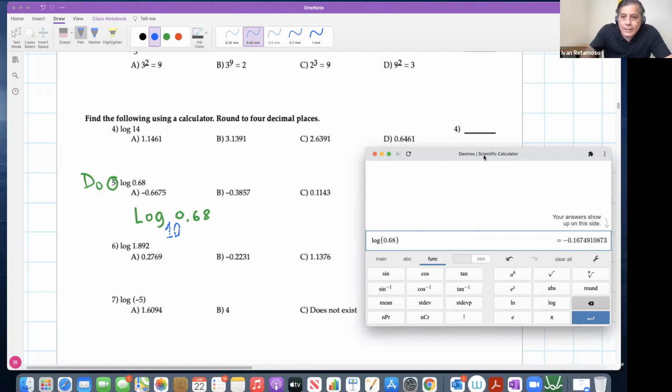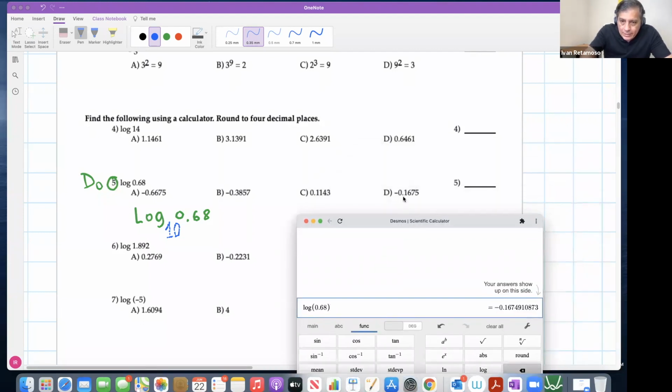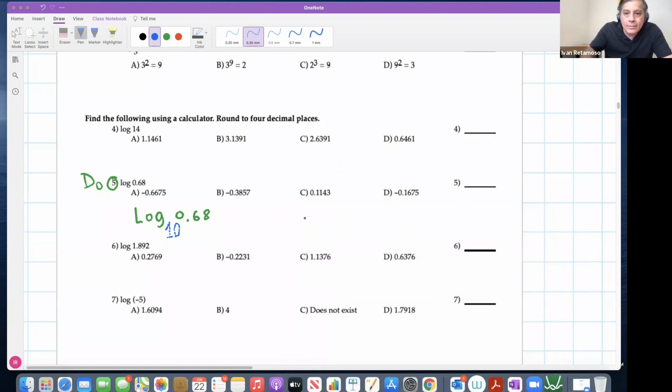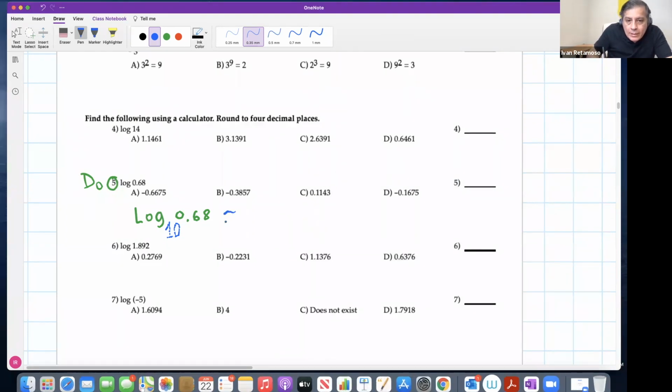And that is a match with choice D, right? Once you round it to 4 decimal places, they are saying round to 4 decimal places, right? You're going to go up to here, 4 decimal places. Since it's a 9, this becomes 5. Great. So this one is approximately equal to negative 0.1675. The output value could be negative, but the input value can never be a negative number, right? Try to keep it in mind.